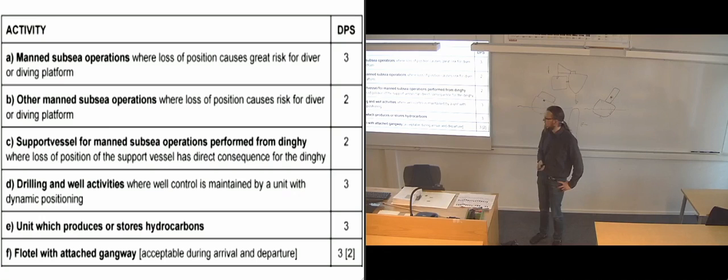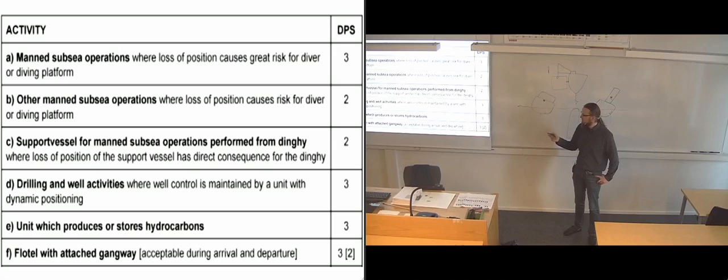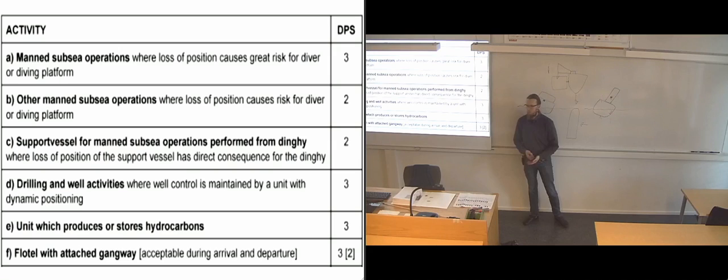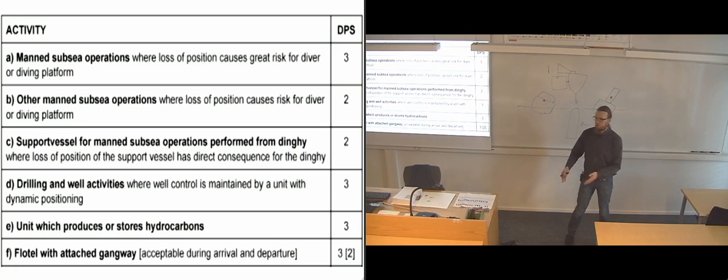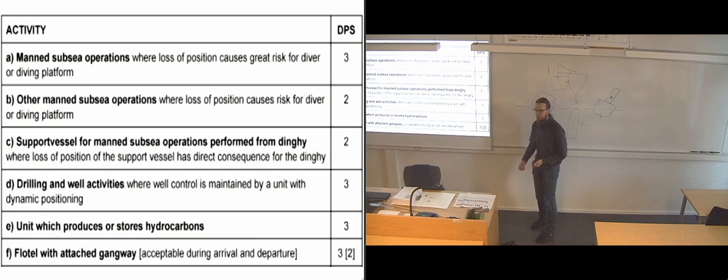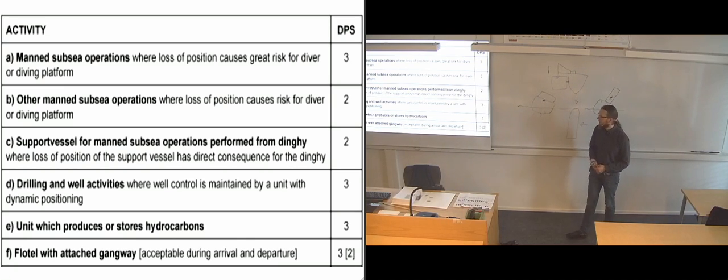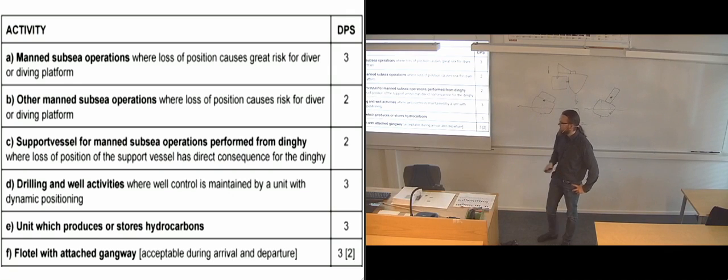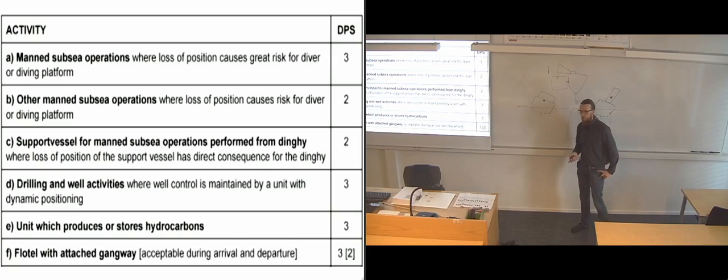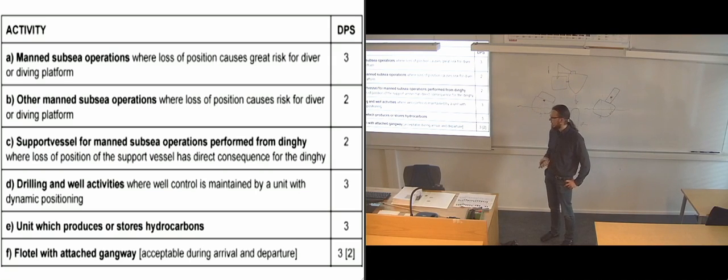Drilling and well activities where well control is maintained by a unit with dynamic positioning. So then you need 3. You really don't want to lose your position while you are drilling or maintaining control over a well. If you do lose your position, then you're going to drift off and you're just going to snap off all of the equipment that you've got connected, and it's just going to release everything that's in the well, basically. And we'll have a free flow out. A unit which produces or stores hydrocarbons, so an FPSO or FPS, they also need a 3.